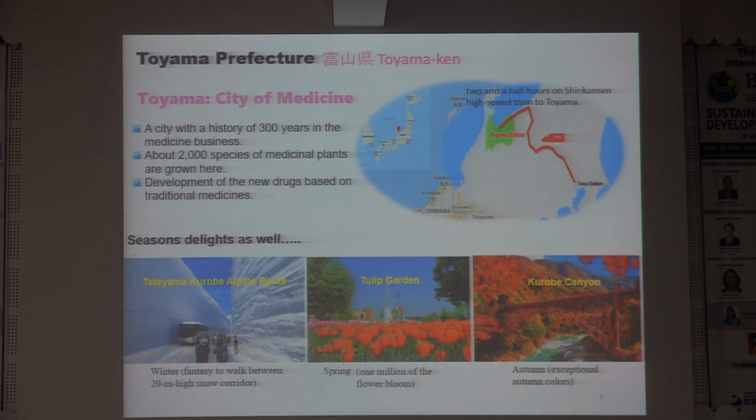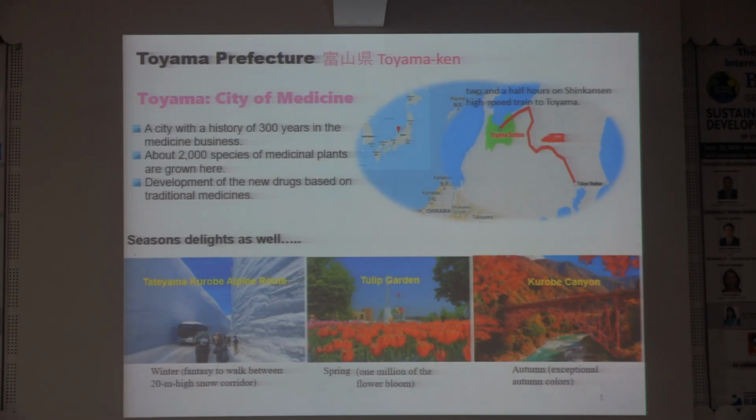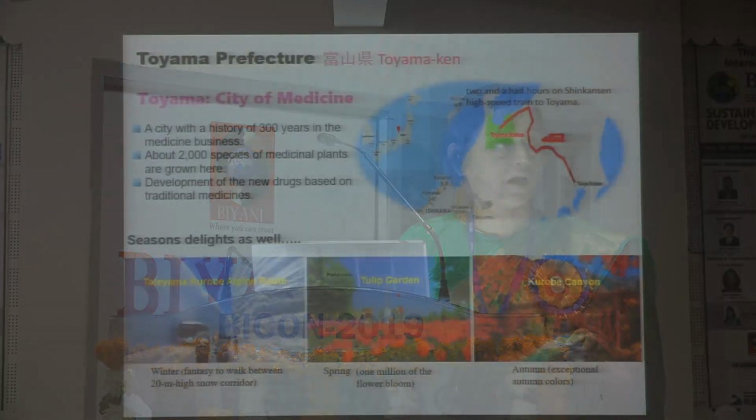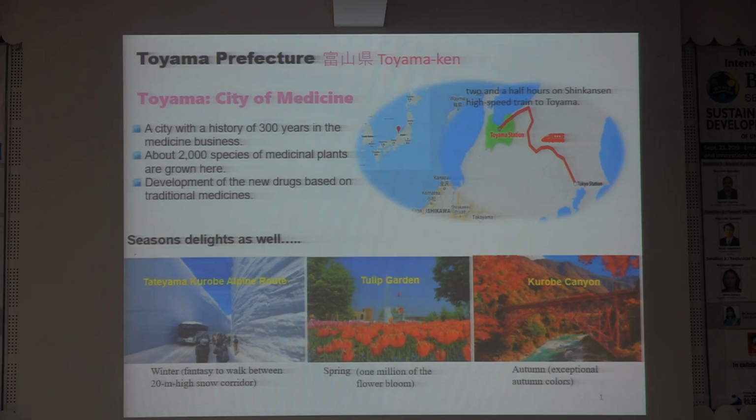Good afternoon and konnichiwa, namaste. So I'm coming from Toyama Prefecture, Japan. This prefecture is very beautiful and one of the most famous tourist places in Japan. And the capital city, Toyama city, is also known as the city of medicine. This city has a history of 300 years in the medicine business, and around 2,000 species of medicinal plants are grown here. And most of the new drugs are developed based on traditional medicines.